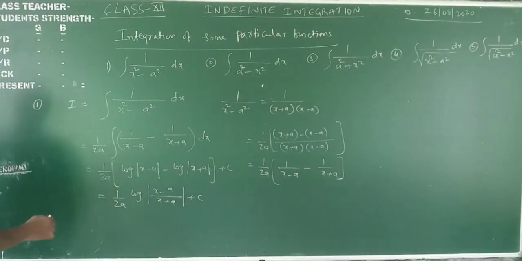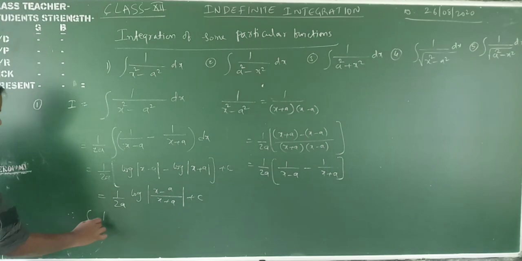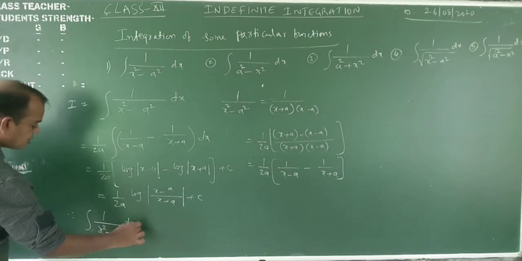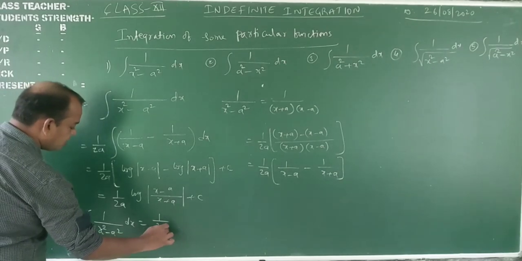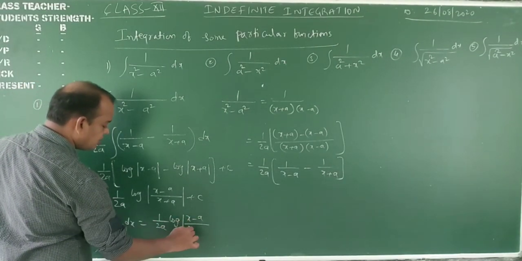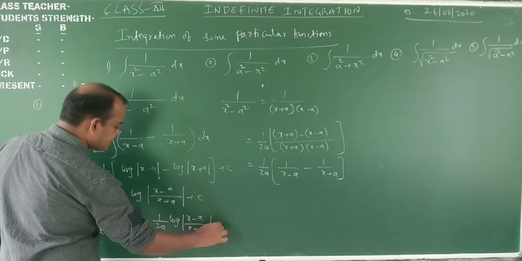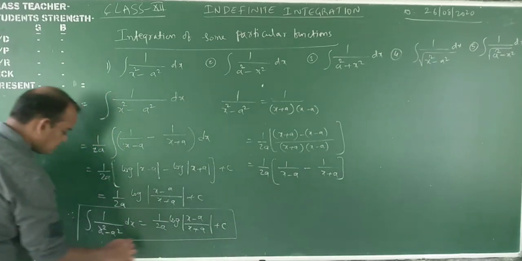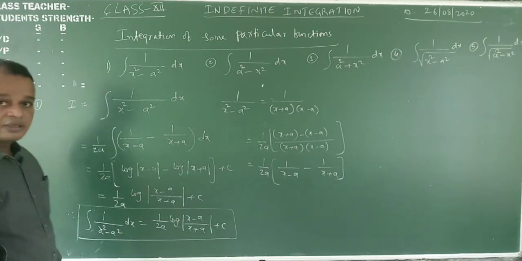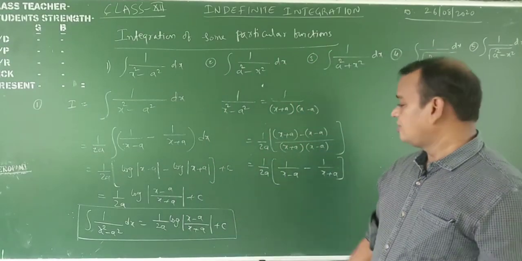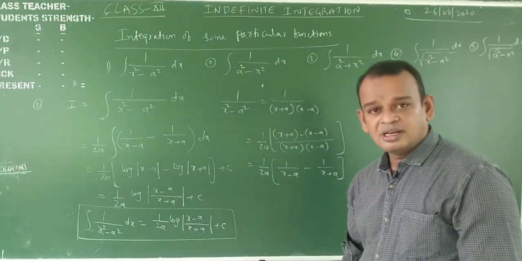Therefore, integral of 1 by x square minus a square dx is equal to 1 by 2a log mod x minus a by x plus a plus c. This is the formula for this one. Have you understood or not? In this way, we will complete the problems.